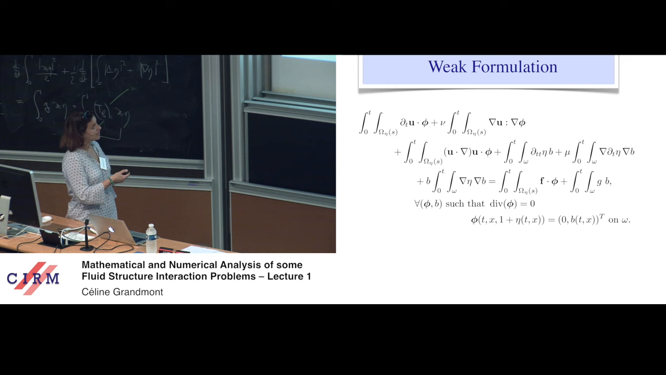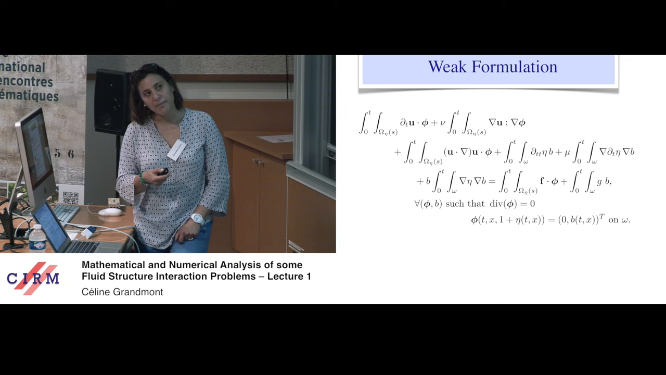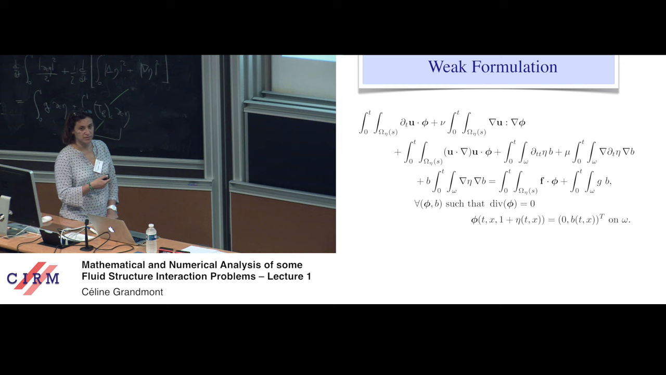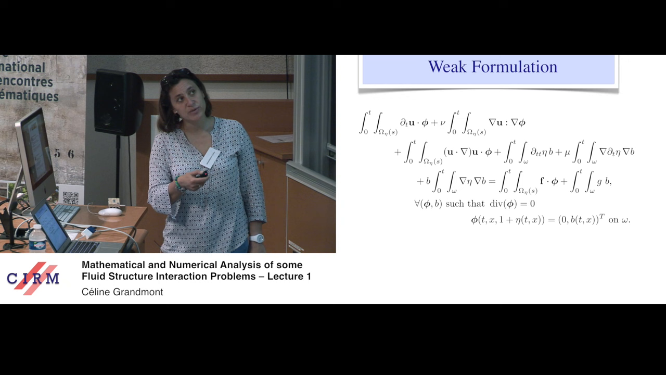But here, if I choose to cancel the boundary term at the interface, then I have to require that the fluid test function and the structure test function match at the interface. So I may choose B not depending on time, but phi will depend on time, because here I have the displacement of the structure, which depends on time. So the fluid test function depends on time and depends on the solution, which is not quite standard. So you may have some trouble because of this non-standard weak formulation. And once again, it comes from the geometrical nonlinearities of the problem.